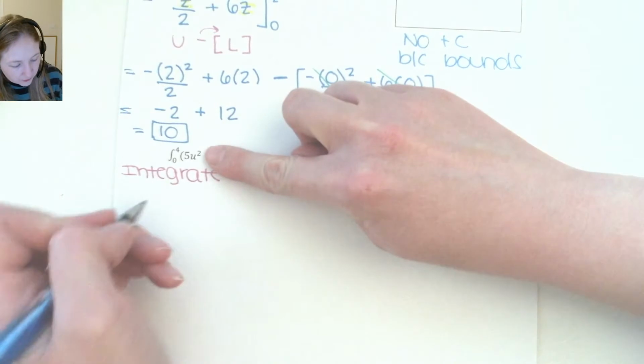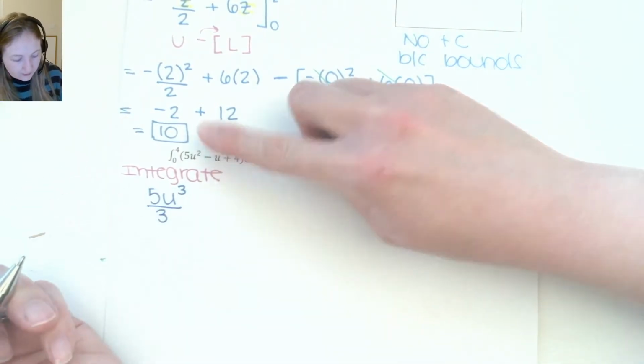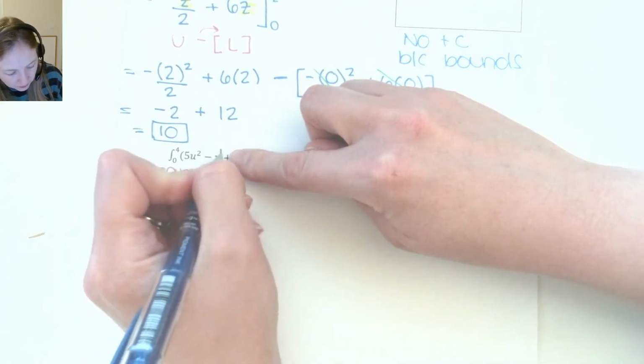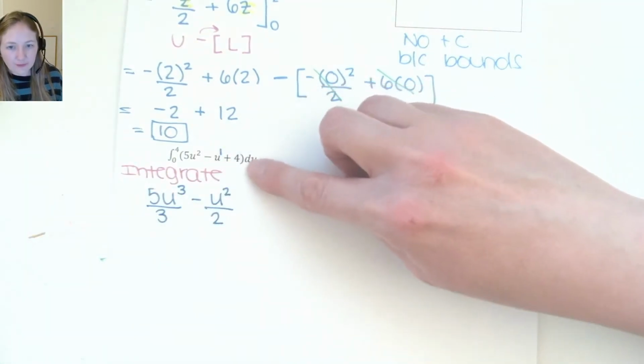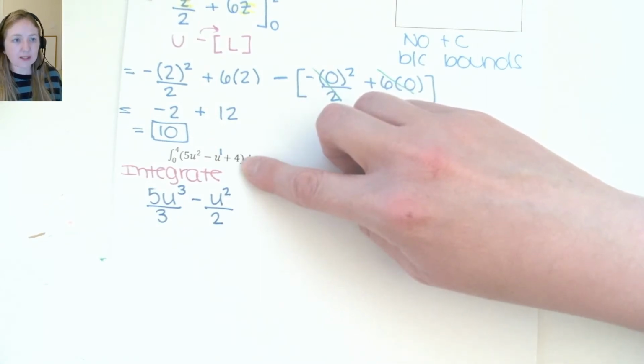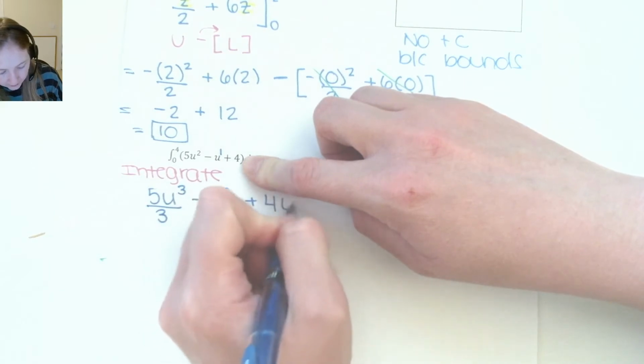So the 5u squared will become 5u to the third over 3. The minus u to the first will become u squared over 2. And then the plus 4 is a standalone constant. We add on to that and get a plus 4u.